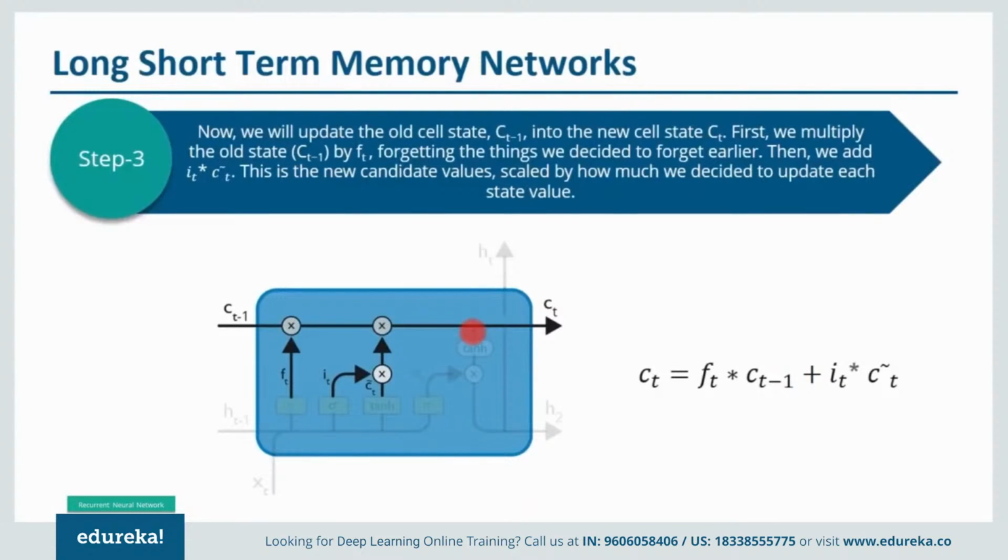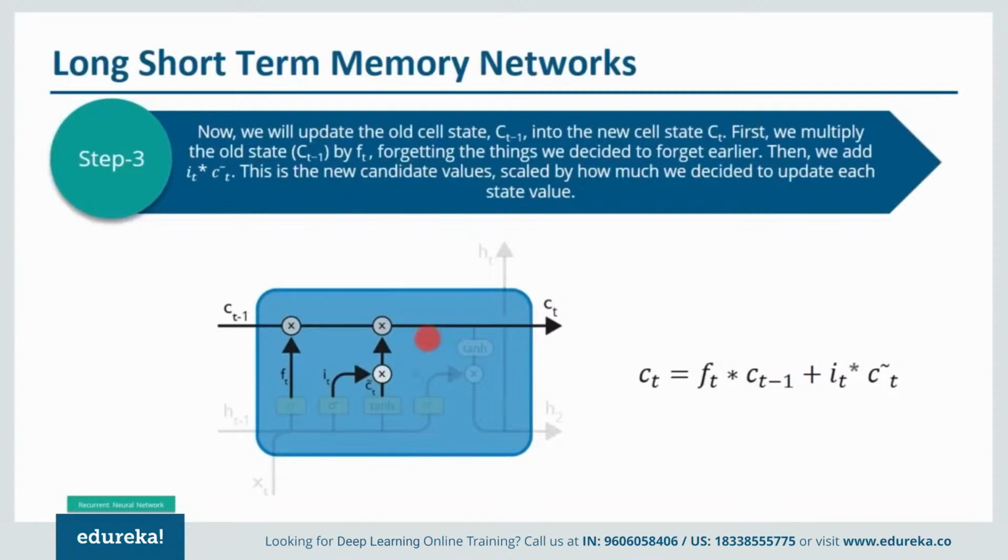So now is the time to update the old cell state ct-1 into the new cell state ct. Alright, in the previous steps we have already decided what to do. We just need to actually do it. So what we'll do, we'll multiply the old cell state ct-1 with ft that we got in the first step, forgetting the things that we decided to forget earlier, if you can recall. Then we add it to it times C bar t, this new candidate value scaled by how much we decided to update each state value.